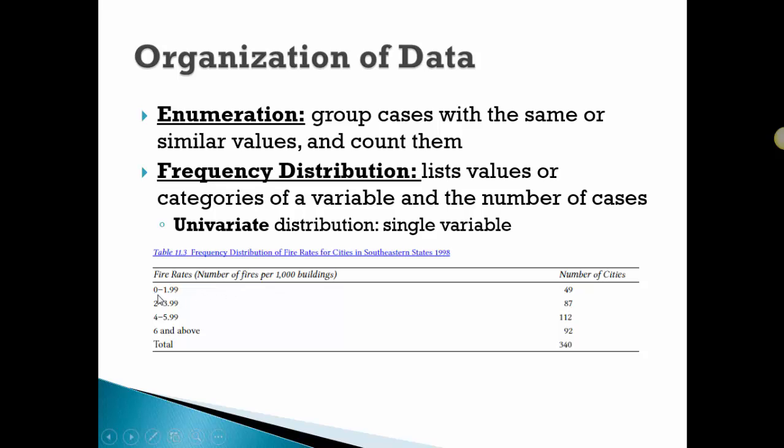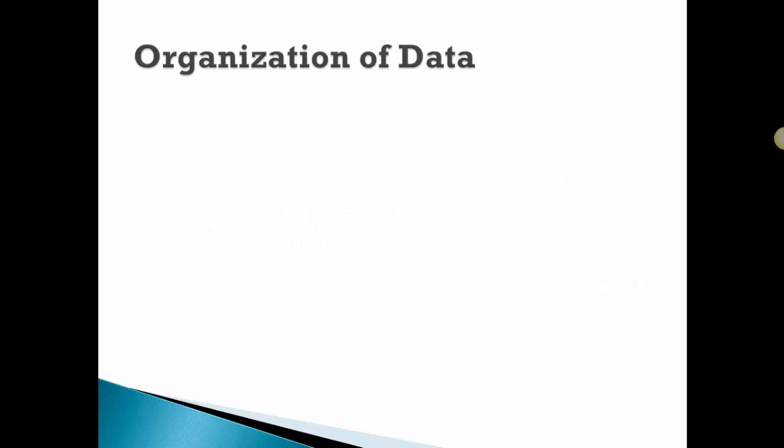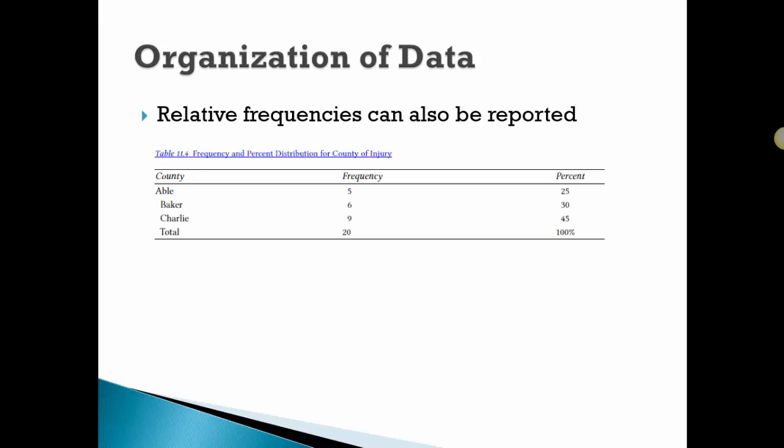49 cities have a fire rate between 0 and 199. 112 have a rate between 400 and 599. Again, I can see much more about the distribution of the information than from a simple tabular listing of all the individual cases. Relative frequencies can be shown here, so this is going back to that tabular listing we showed before, where we have the counties here and we're looking at the frequency of the injuries.